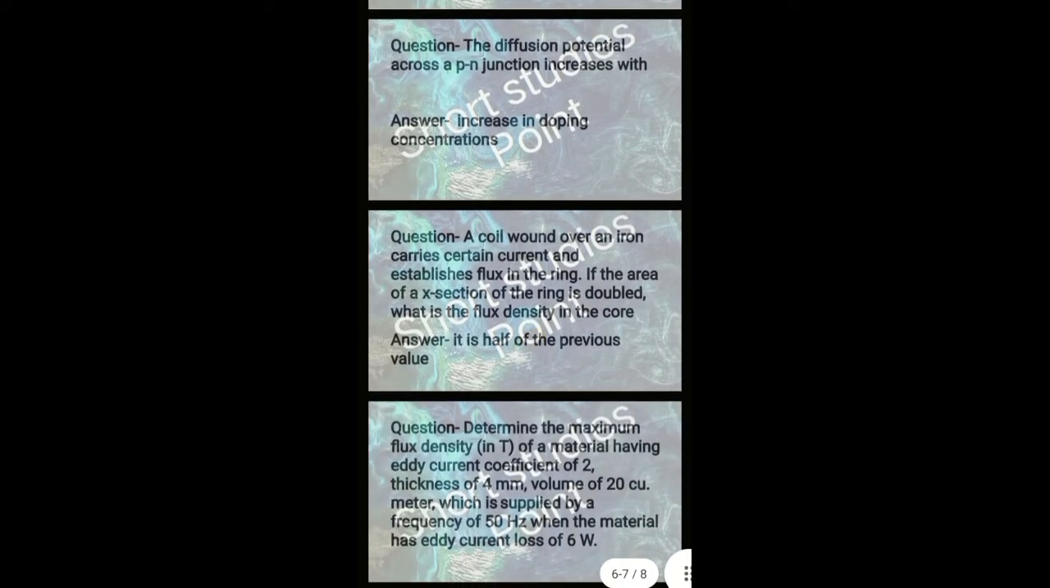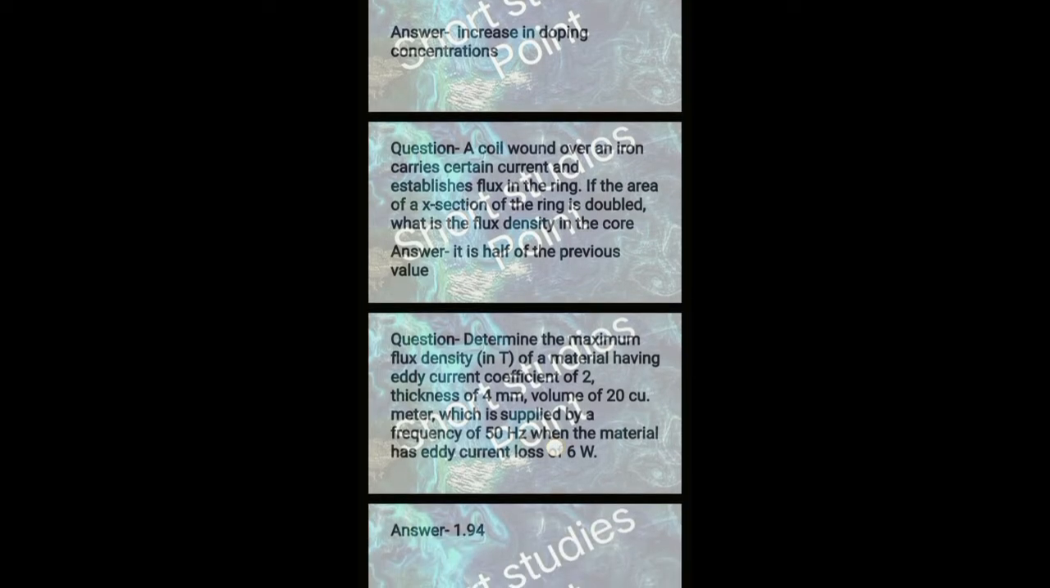Next question: a coil wound over an iron ring carries a certain current and establishes flux in the ring. If the area of cross section of the ring is doubled, what is the flux density in the core? Answer: it is half of the previous value.